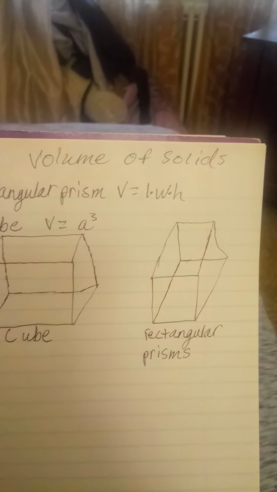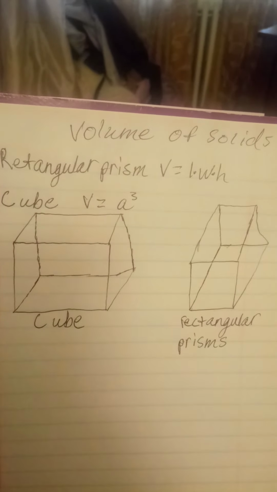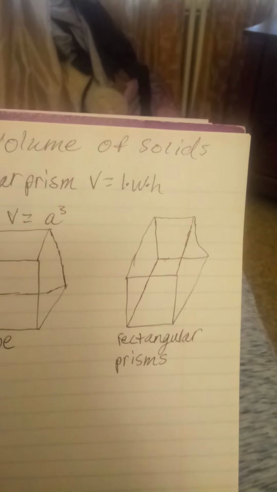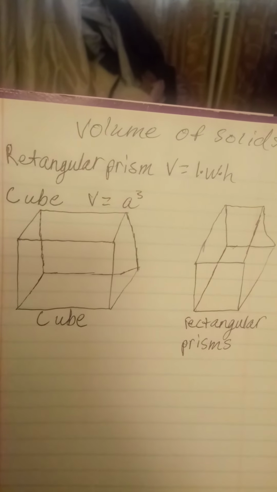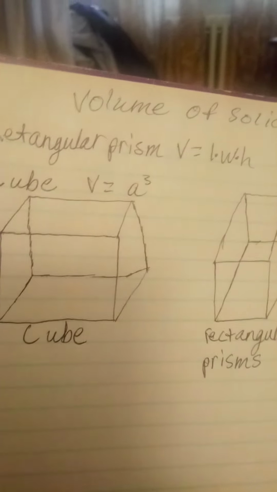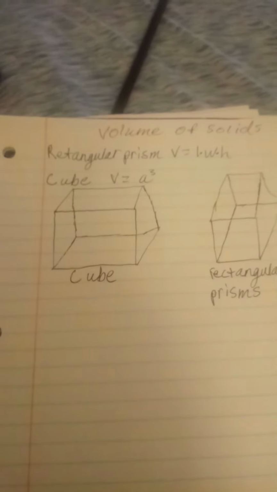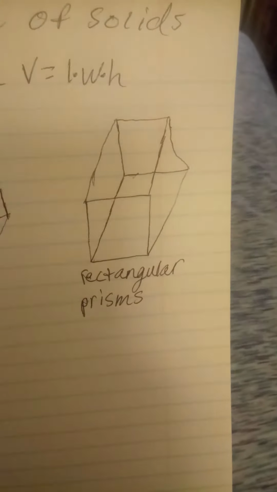In order to find the volume of a rectangular prism, you have to use the formula length times width times height, and you'll get your answer. Or for a cube, V equals A cubed. Also, these are examples of a solid: a cube and a rectangular prism.